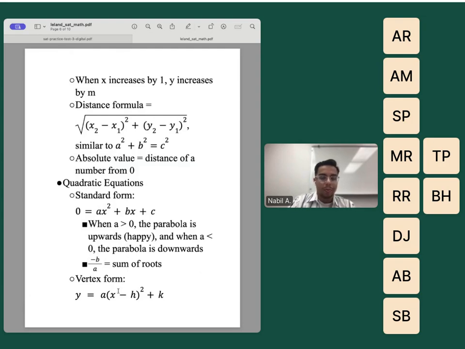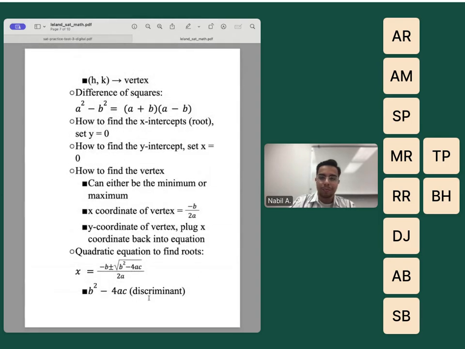And then the vertex form. Let's say you have a vertex, a minimum or maximum point, at h comma k. So h will be the x coordinate of our vertex, and k is the y coordinate of our vertex. We could write a times x minus h squared plus k, and h comma k is our vertex, like I stated. I've kind of already talked about this, but difference of squares: a squared minus b squared will be a plus b times a minus b.